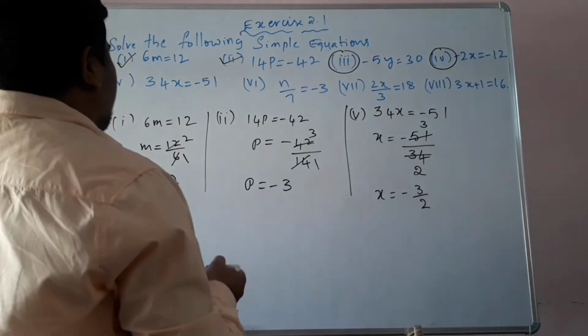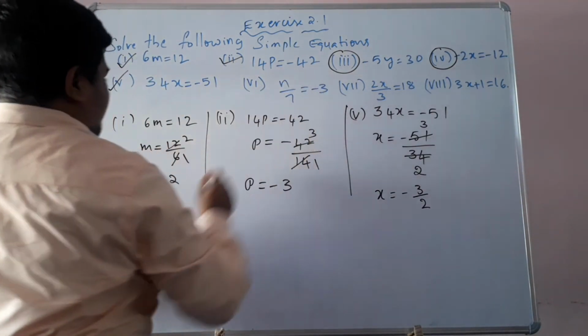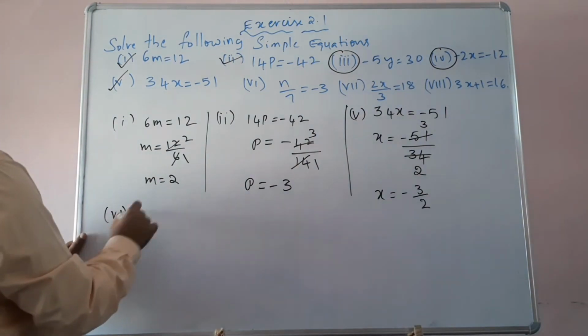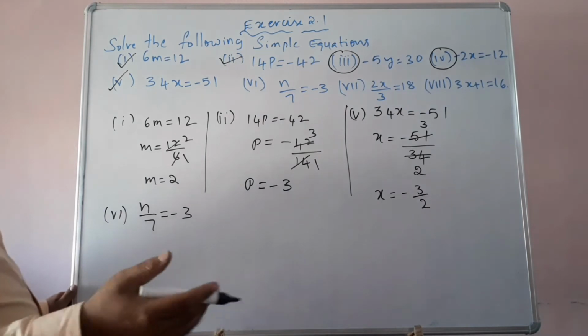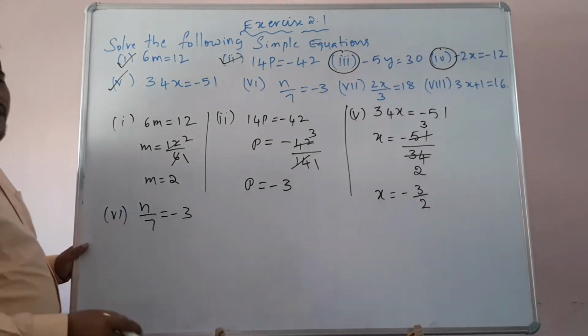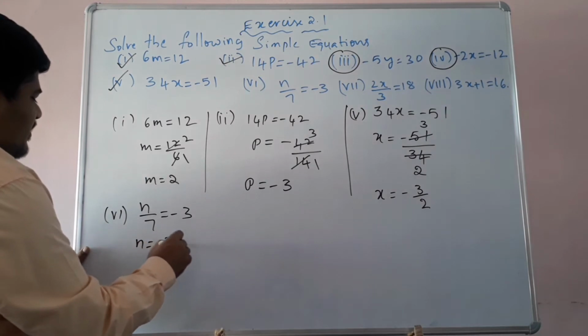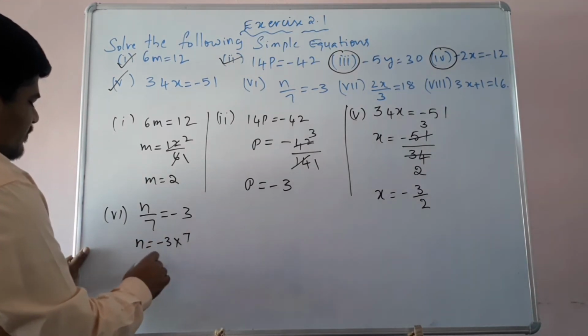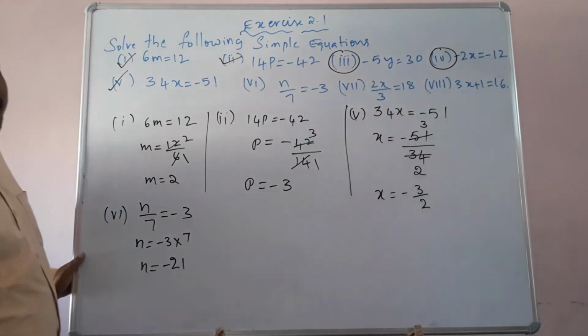Now children, let's see problem number 6. n by 7 is equal to minus 3. Okay, problem number 6. n by 7 is equal to minus 3. Children, division becomes multiplication. This by 7 after transposing becomes into 7. So n is equal to minus 3 into 7. Minus into plus is minus. 3 sevens are 21. n is equal to minus 21.